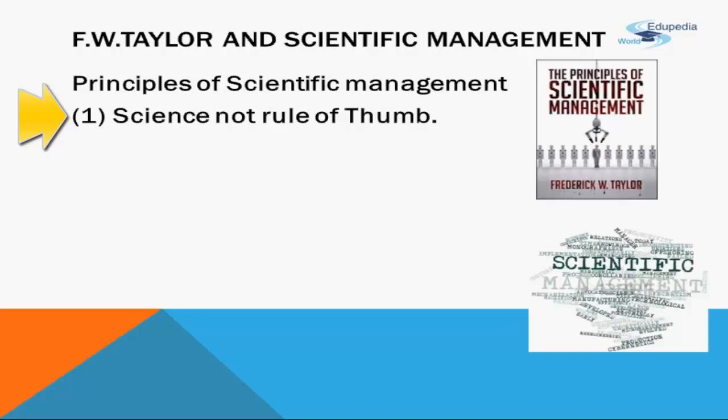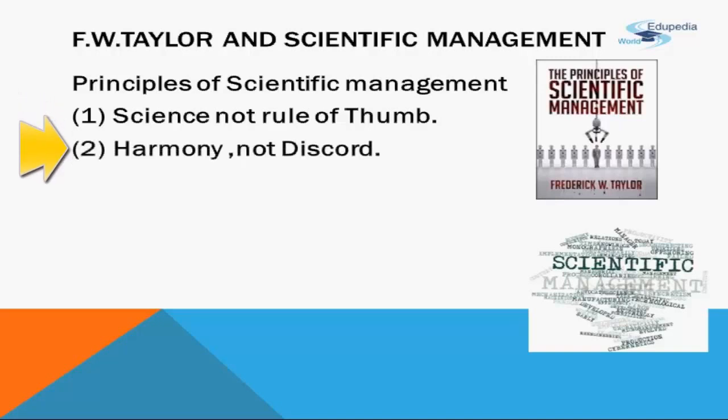The next principle is harmony, not discord. What is this? According to this principle, there should be complete harmony and proper understanding between management and workers, and they should work together for organizational goals. As per this principle, such an atmosphere should be created in the organization that labor and management consider each other indispensable, meaning each is important. Taylor referred to such a situation as a mental revolution. Taylor firmly believed that the occurrence of a mental revolution would end all conflicts between the two parties and would be beneficial to both of them.